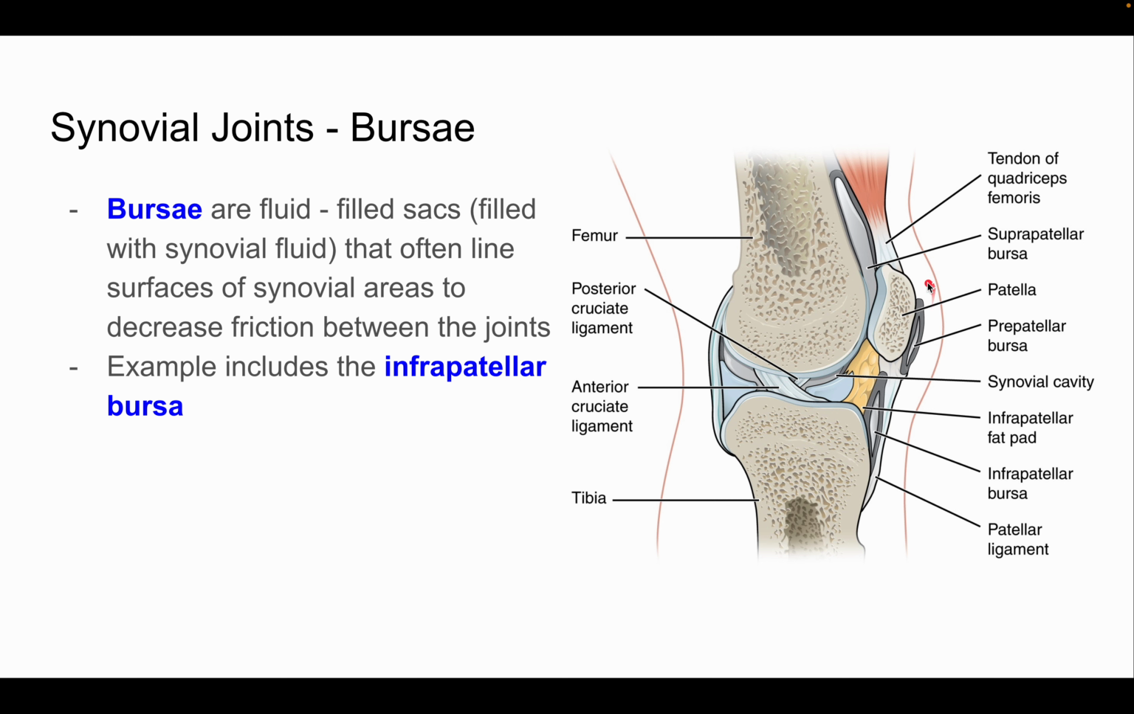So you have a bursa right above the patella. You can potentially feel it, but it's a very delicate sac. And sometimes it becomes inflamed, and it would be called bursitis. So an inflammation, with the suffix -itis, would be bursitis.